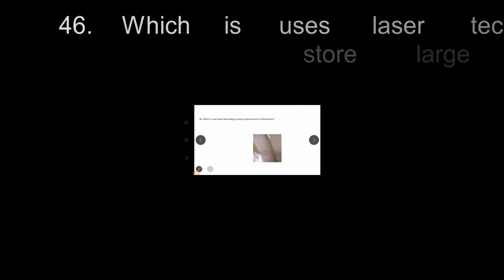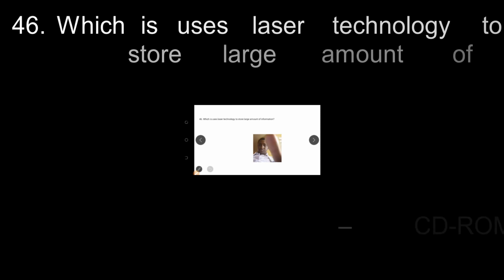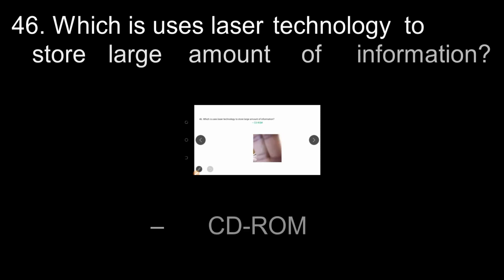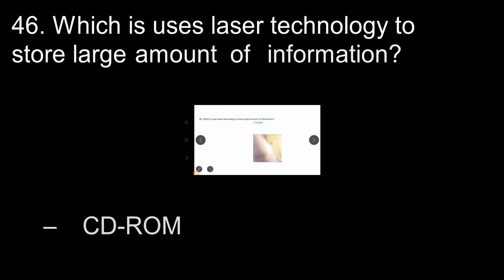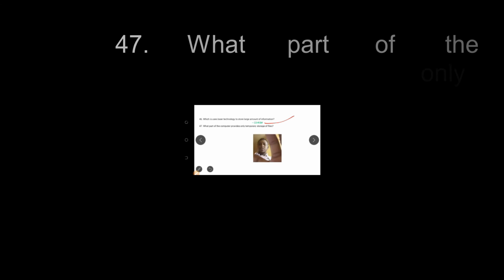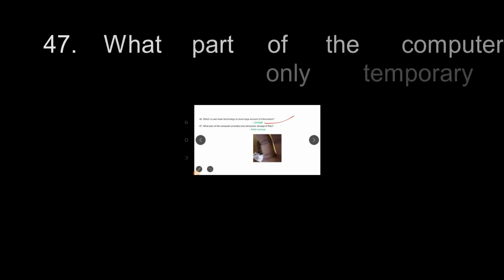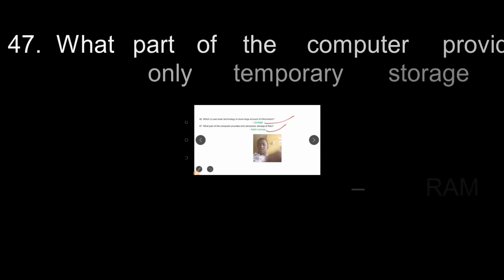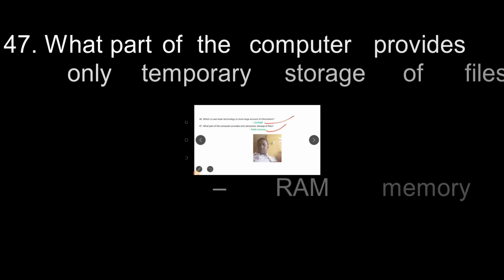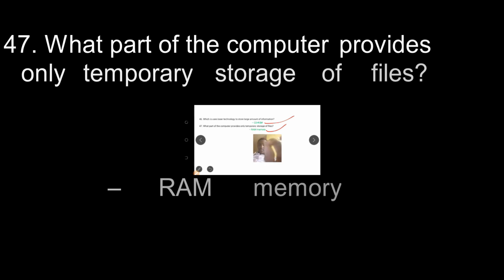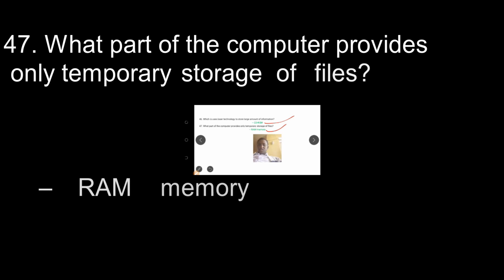Which device uses laser technology to store a large amount of information? What is it? CD-ROM. The next one, what part of the computer provides only temporary storage of the file? It is RAM. As I told you at the beginning of this video, RAM, when the computer shuts down, it loses every information. It only stores temporary files.